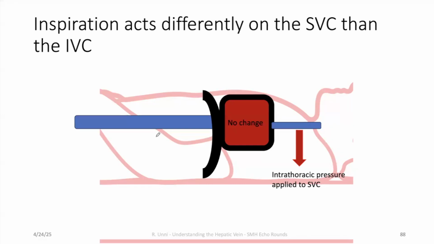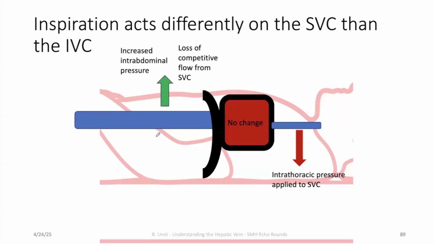But as we showed, when you take a deep breath, first of all, that pressure isn't really applied to intra-abdominal structures. In fact, there is some hypothesis out there that you actually do get a bit of an increased intra-abdominal pressure against your IVC when you inspire. Plus, there's that loss of competitive flow from the SVC. This is why during inspiration in constriction, you have this increase in flow coming from the IVC. It's actually at the expense of SVC flow.